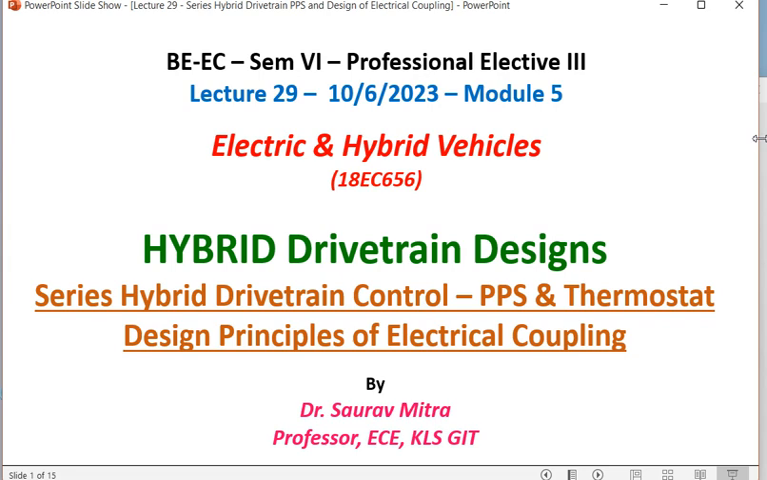This is a session where every slide is very important. It is quite informative, so keep concentration and try to understand the concepts in each and every slide. This lecture is very important. In the case of the parallel hybrid drivetrain also, the graph that we are going to see now will come. It looks very complex. Whatever graph and flowchart we see for the series hybrid, the same things will come with minor changes in the parallel hybrid drivetrain also. So understanding the concepts of series hybrid drivetrain control for PPS and thermostat is very important. In that case, parallel hybrid drivetrain control and PPS thermostat control we will be able to understand easily.